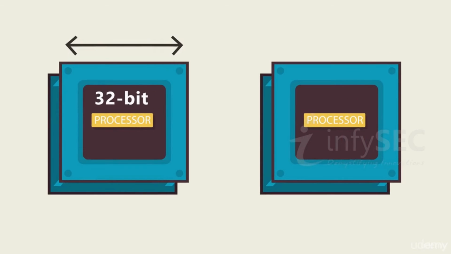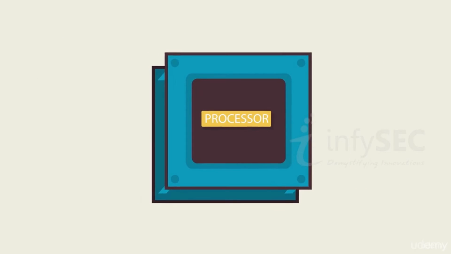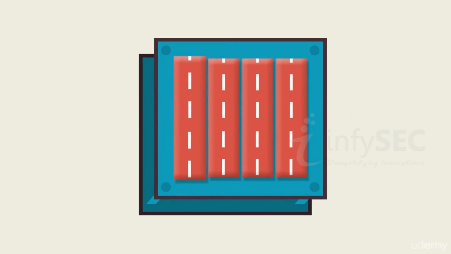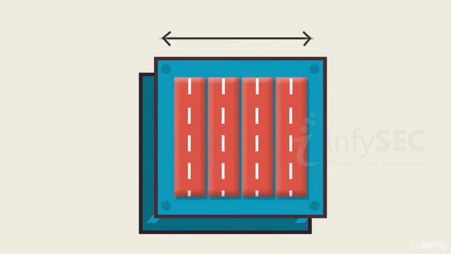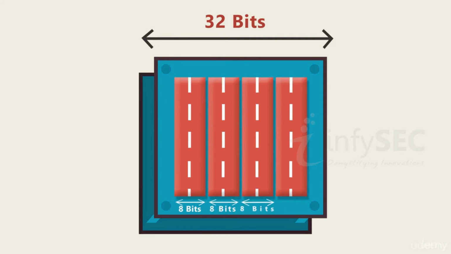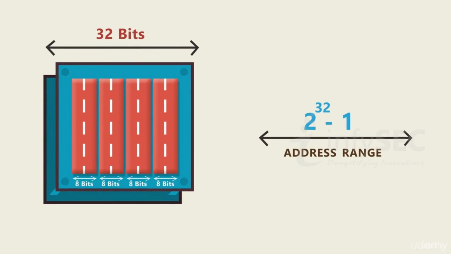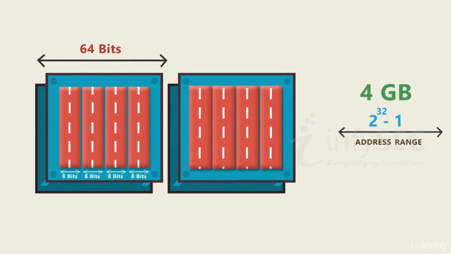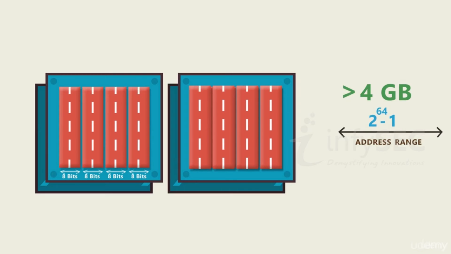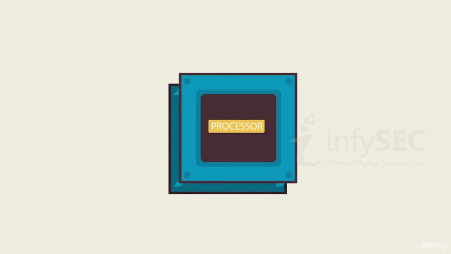This is where the 32-bit and 64-bit processor comes into play. This can be explained well with an example of a highway road that consists of several lanes. A 32-bit processor is capable of handling data in and out via 4 lanes, each of which is 1 byte wide, thus supporting only a memory of up to 4 GB, while the 64-bit processor is capable of handling data in and out via 8 lanes that eventually supports memory above 4 GB. This enhances the speed of the system.